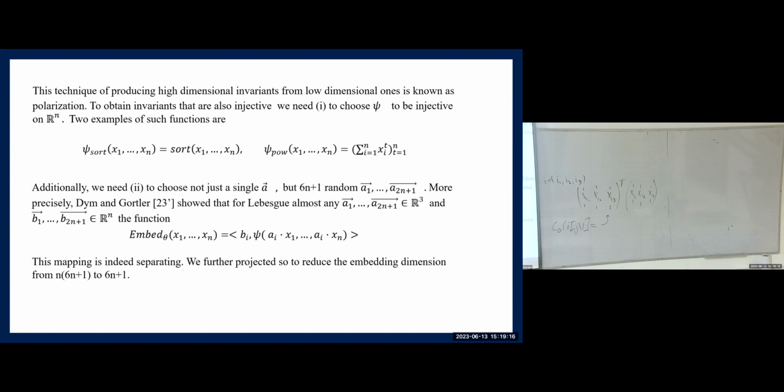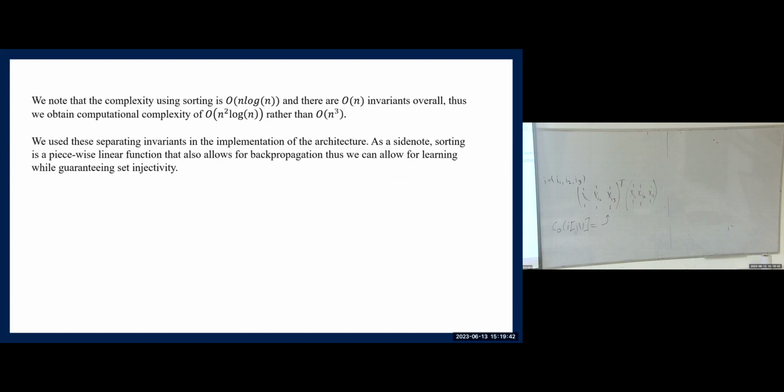And by signal reconstruction, we know that we don't need a lot of these vectors. We only need 6, and actually, not 6, we only need 6n plus 1. You only need to have 6n plus 1 vectors to obtain complete separation. So what's the computational load that we have now?